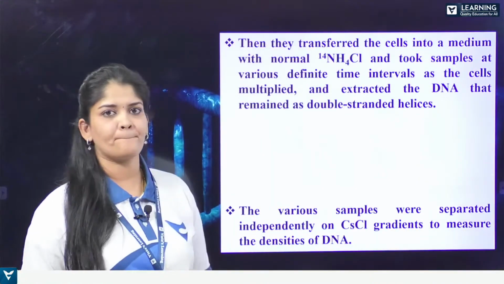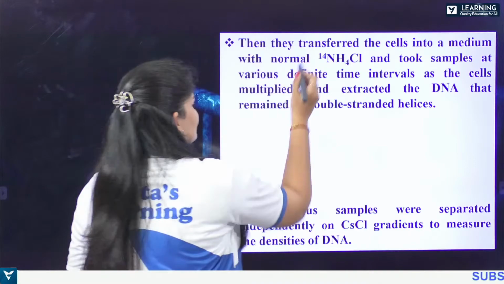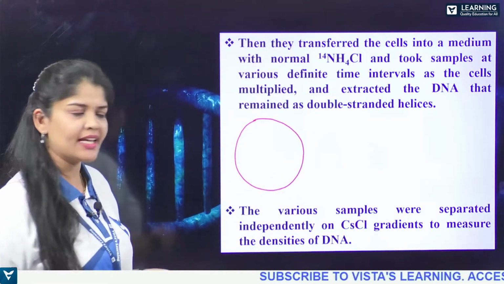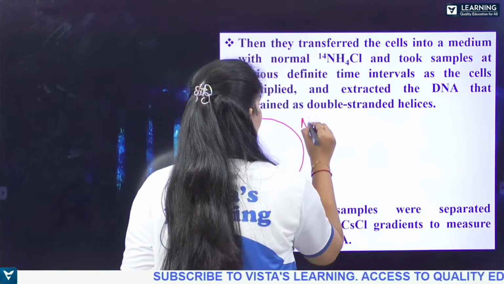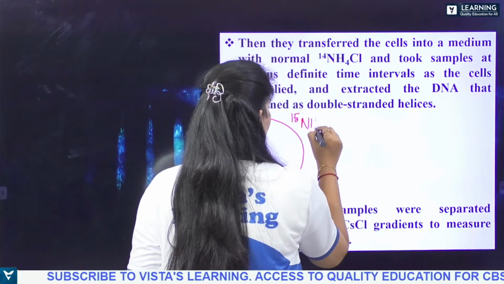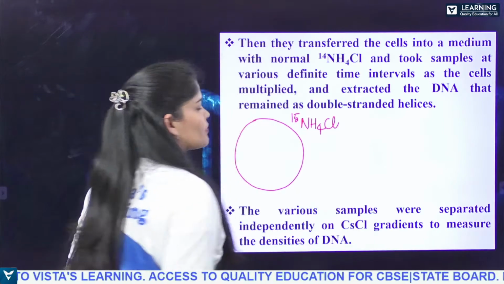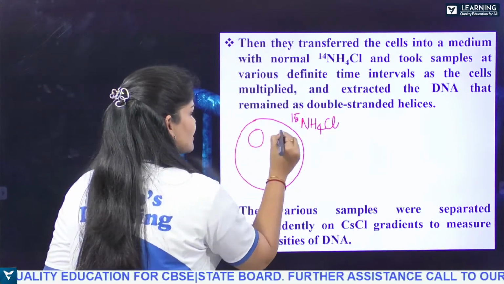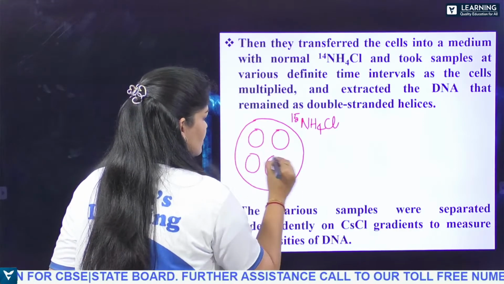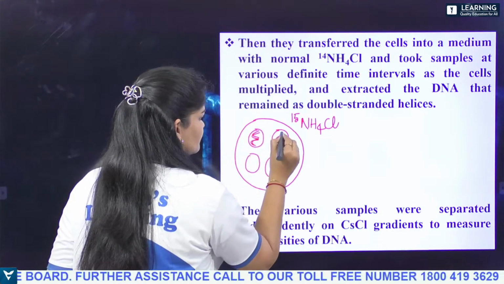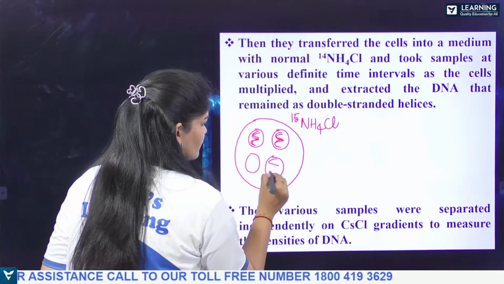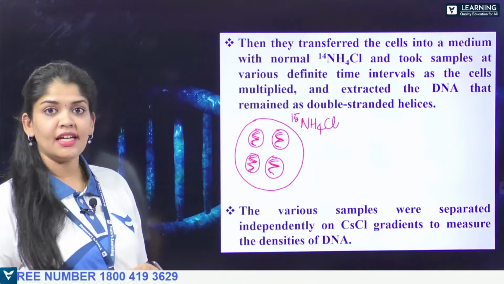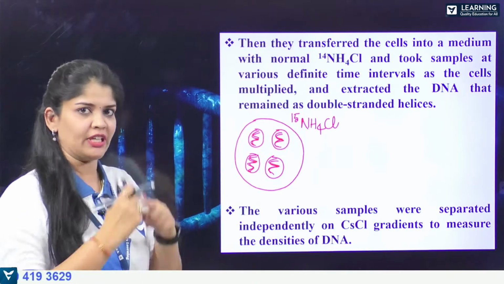Now, so here, first they made the cells grow on the medium which contains N15 ammonium chloride. So here we have the cells which produce DNA, and the DNA gets incorporated with the N15.